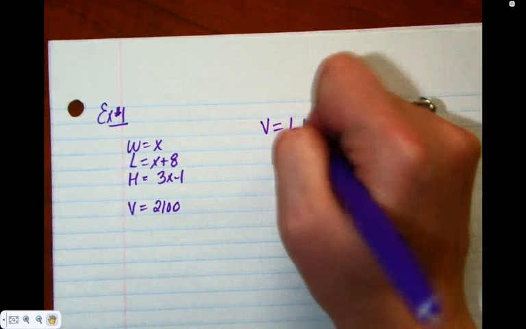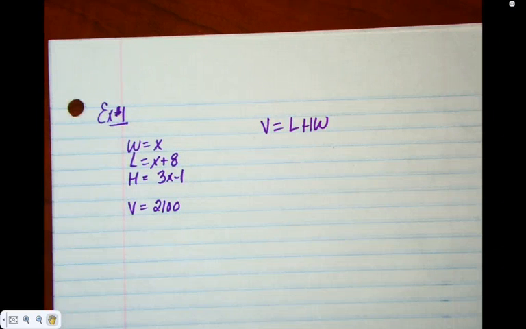We're trying to find x, which will give us the length and then give us the height. So we want to find what's the number that's going to represent x. These are length times width times height because it's a rectangular box.